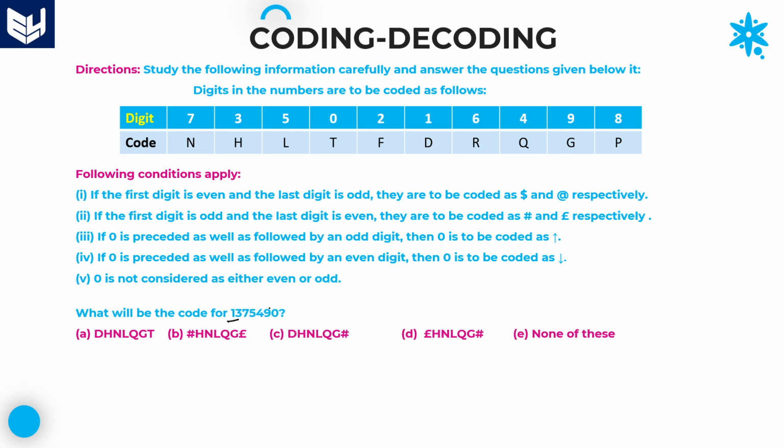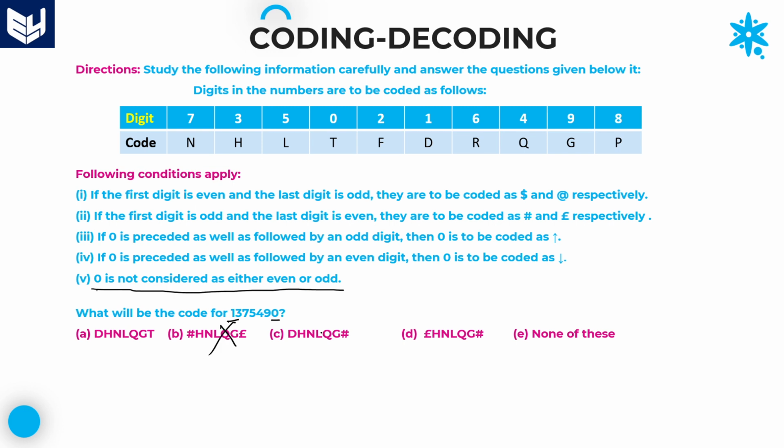Here the first one is odd, the last one is 0. We don't know whether the last one is even or odd, because we should not consider 0 as either an even number or an odd number. So as we don't know, we should not apply the first, second, third or fourth condition. Whenever this happens, you have to write down their codes as they are without any hesitation. There should not be any condition applied for this question.